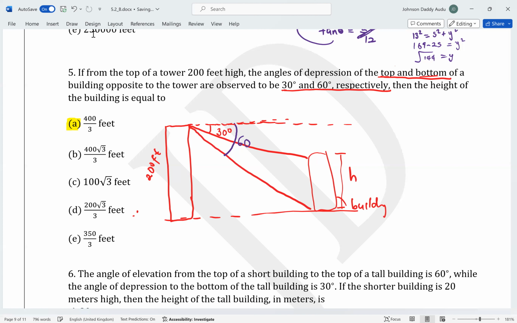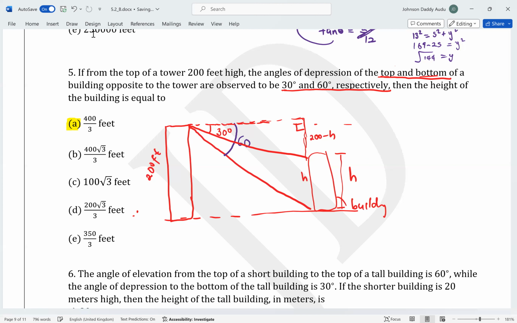So let's call it H. Okay. And don't forget here, since this is vertical, then we can complete it here so that we can have a right angle triangle. And what is going to be this height? This height, remember here, is H also. So since this is 200, this is going to be 200 minus H, because it's going to be the same height as this.